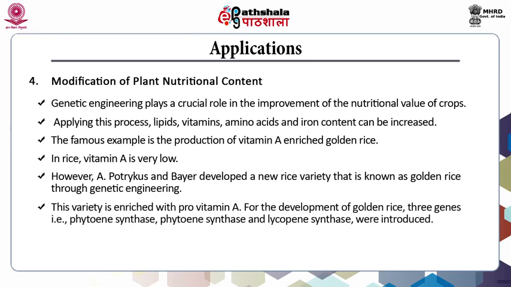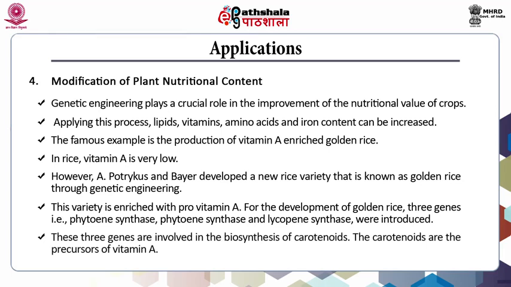For the development of golden rice, three genes, namely phytoene synthase and lycopene synthase, were introduced. These three genes are involved in the biosynthesis of carotenoids. The carotenoids are the precursors of vitamin A.